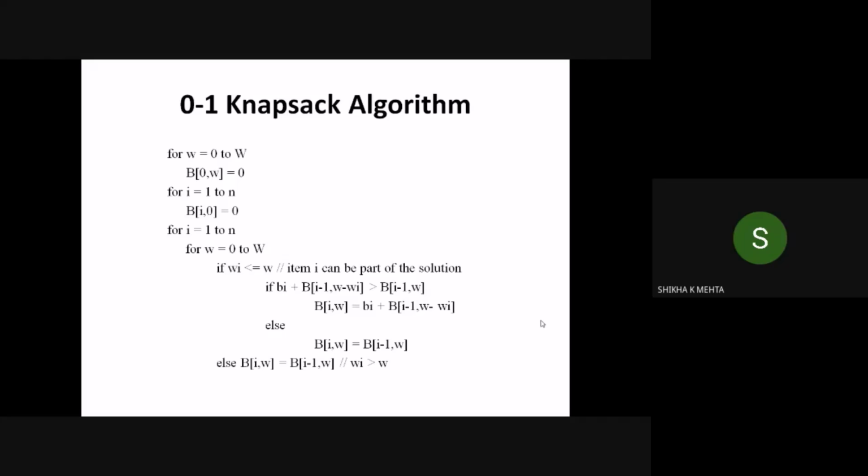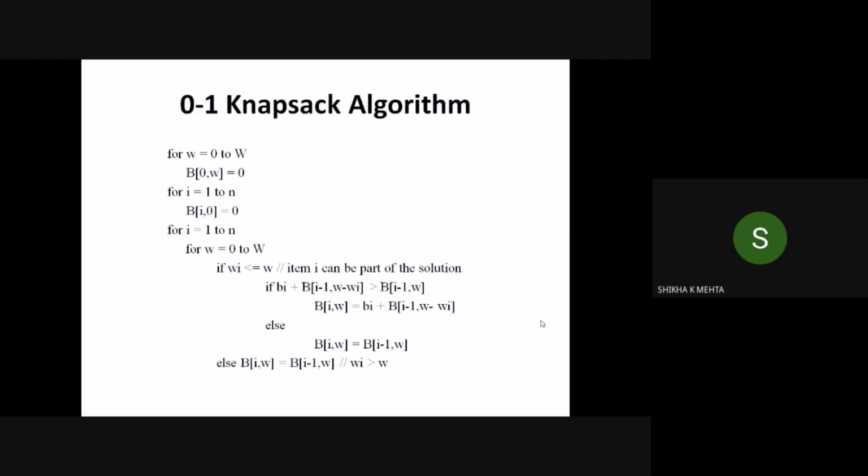Because it is a 2D array, we are taking a for loop that iterates from 1 to n for the number of items, and another loop which iterates the weights from 0 to the maximum capacity W of the knapsack. Then we compare: if Wi is less than or equal to W, that is, the item can be a part of the solution or not.